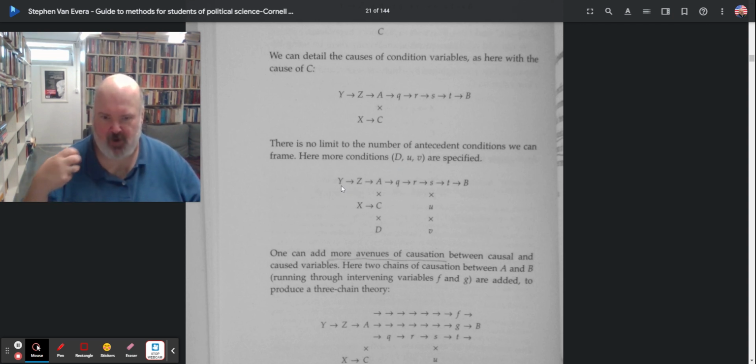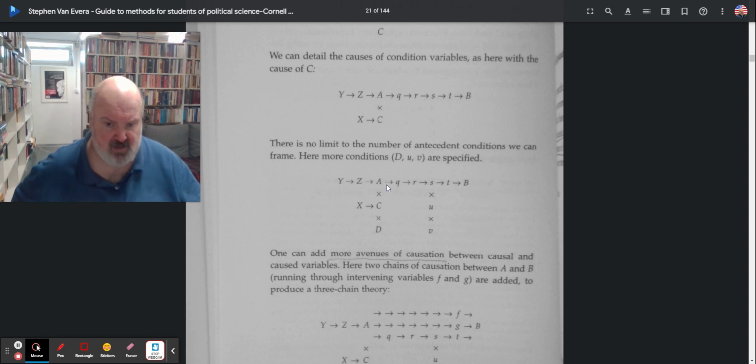This is Y causes Z, which causes A. But here, A has the impact of D affecting C. The conditional variable D, with antecedent condition D, impacts C, which is the antecedent condition caused by X. X causes C, but impacted by D, which then impacts A, which has been caused by Z, previously caused by Y, right?